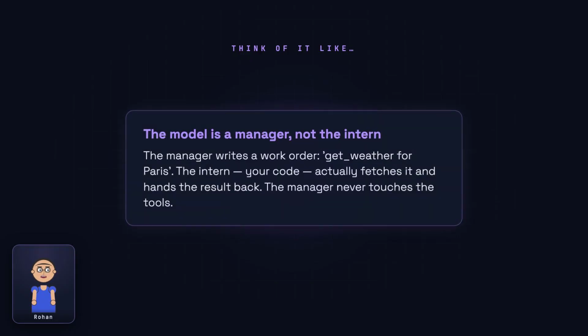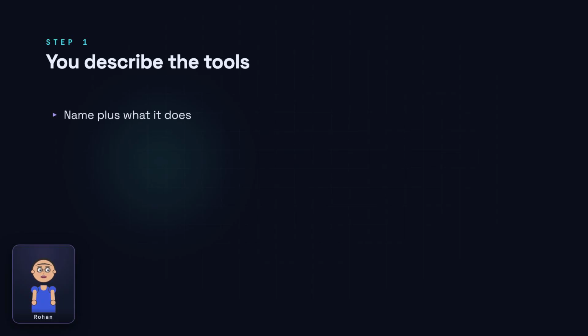Think of the model as a manager and your code as the intern. The manager writes a work order that says which tool to use and with what inputs. Your code does the actual work and returns the answer. Crucially, the manager never runs anything itself. Step 1 is entirely yours. You describe each tool, a name, a short description, and a schema listing its arguments and their types. This description travels with the prompt, so the model knows what it may call and how.